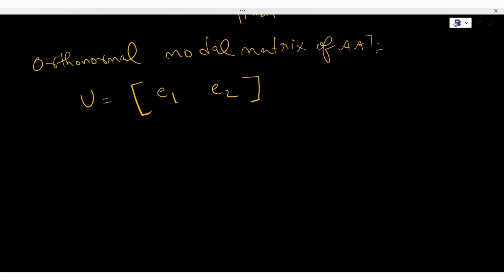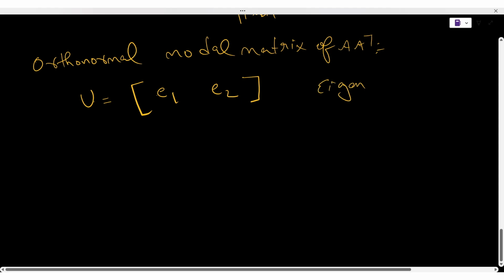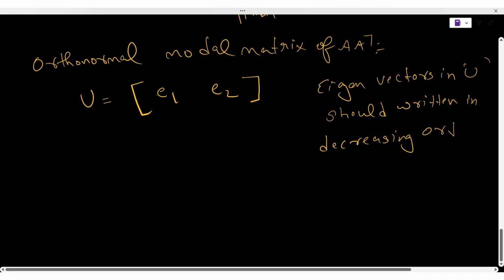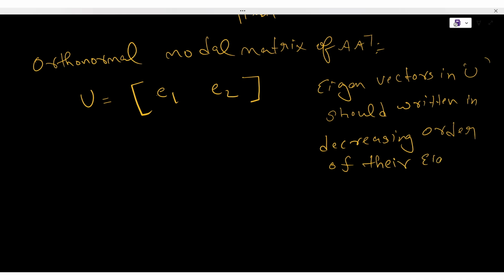Remember that eigenvectors in U should be written in decreasing order of their eigenvalues. That is, E1 का आइगन वैल्यू ज़्यादा होनी चाहिए E2 से.